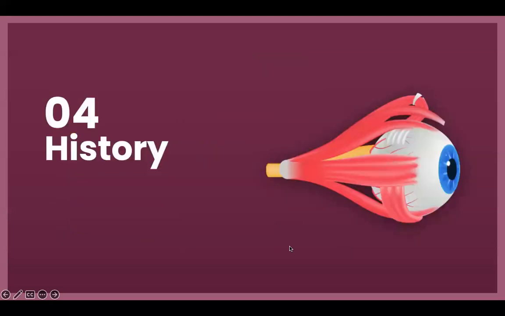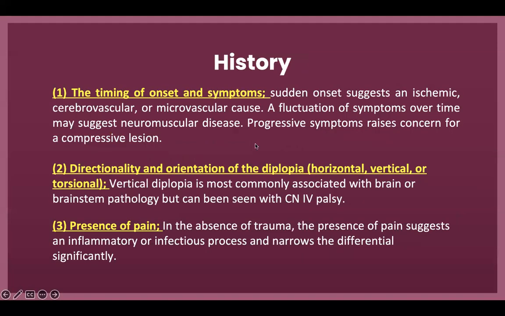Okay, the history. You should be careful in taking the history of this patient with diplopia. We will start with the time of onset. Is it acute onset, sudden onset, or is it gradual, progressive, or fluctuating? Sudden onset suggests ischemia or a cerebrovascular issue. Fluctuation of symptoms suggests neuromuscular disease, and progressive symptoms suggest a compressive lesion.